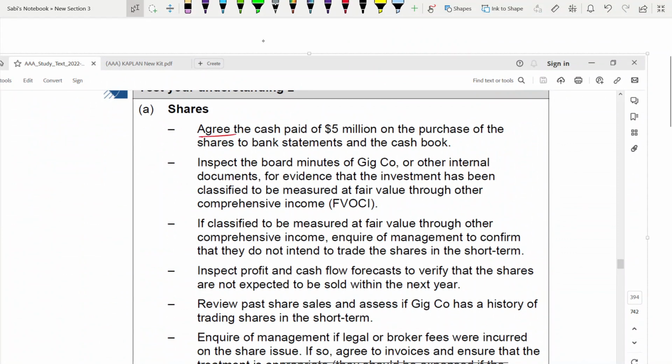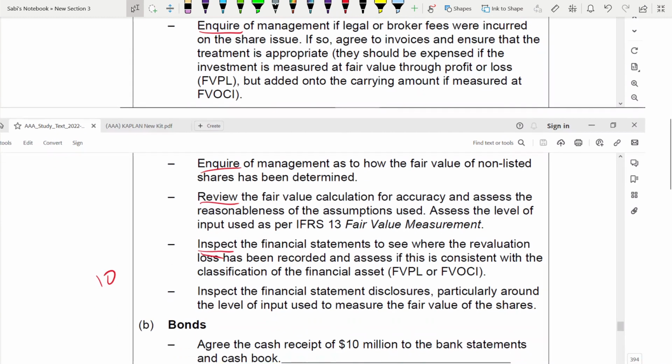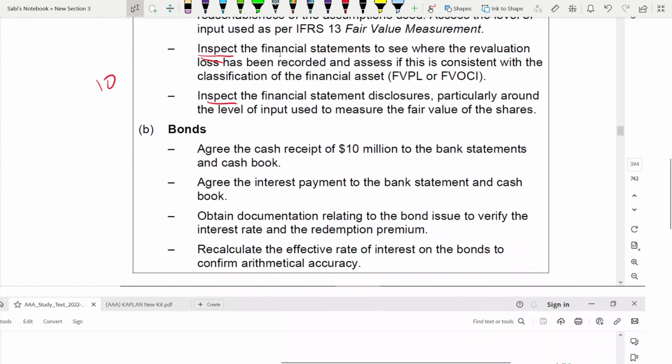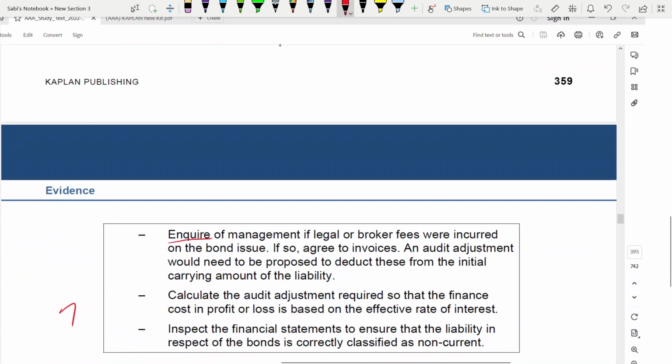Agree, inspect, review, inquire. All these are audit procedures. They start with these verbs only. Inspect, inquire, review, these three are very common. That's what you understood, right, from all this? Here, if you go to the bond: agree, obtain, recalculate. Wherever numbers are there, recalculation often comes. Inquire, recalculate, inspect.